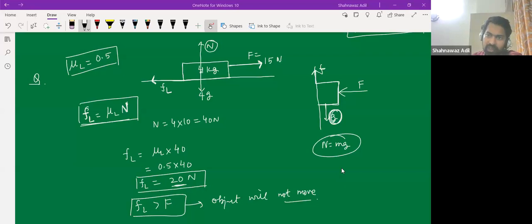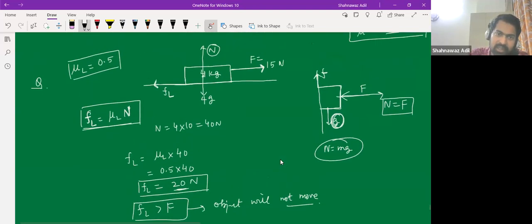So this would be the normal reaction. The normal reaction would be equal to this force that you are applying. Understood? Yes, sir. Okay, but as you were saying, this frictional force is dependent upon the mass or the heaviness of the object. Yes, you are correct. Understood?